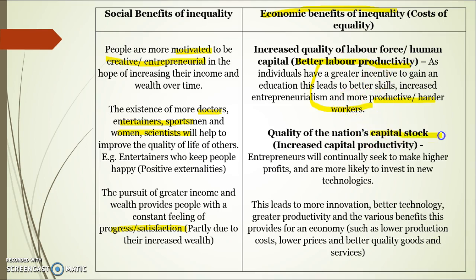It can also improve the quality of the capital stock, so not just the quality of labour, but the quality of capital, and that's because entrepreneurs will constantly be seeking to make new profits. So for example, this is like if you lower the company tax rate, they're more likely to invest in new technologies, better equipment, more innovative ways to do things. And this provides benefits for the economy because it boosts our productive capacity, it leads to lower production costs, potentially lower prices and better quality goods and services. So the economic benefits stem from improving the quality of the labour force and improving the quality of capital stock going forward.